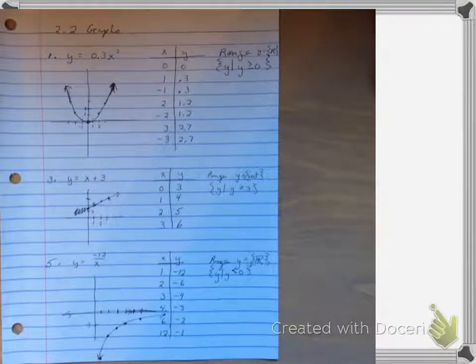This is Algebra 2, 2.2, and I'm going to be doing the graphs for your odd assignments, 1 through 11, and then 17 and 19. The range answers, which I actually do here also, are in your answer key as well. Okay, so the first one here, let's take a look.